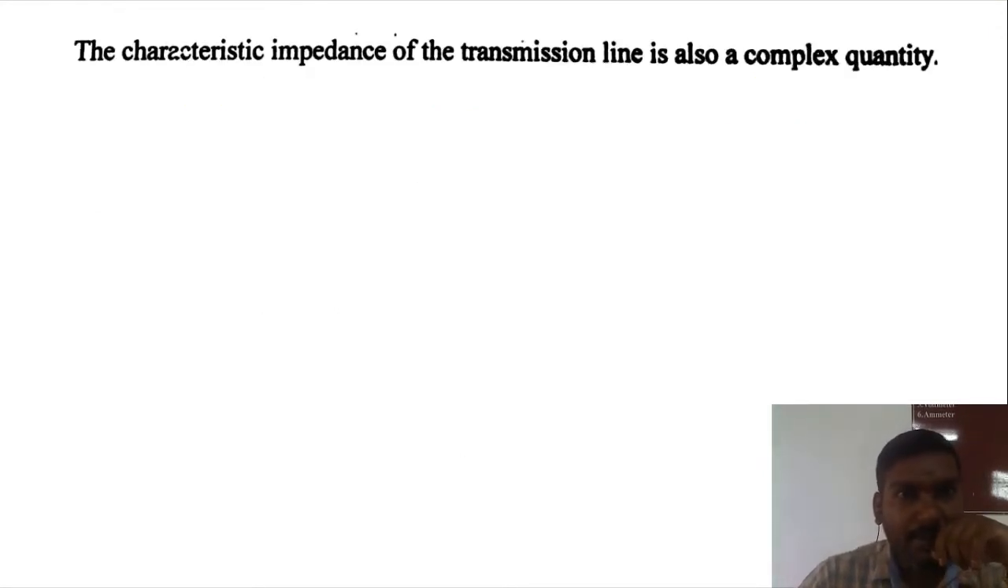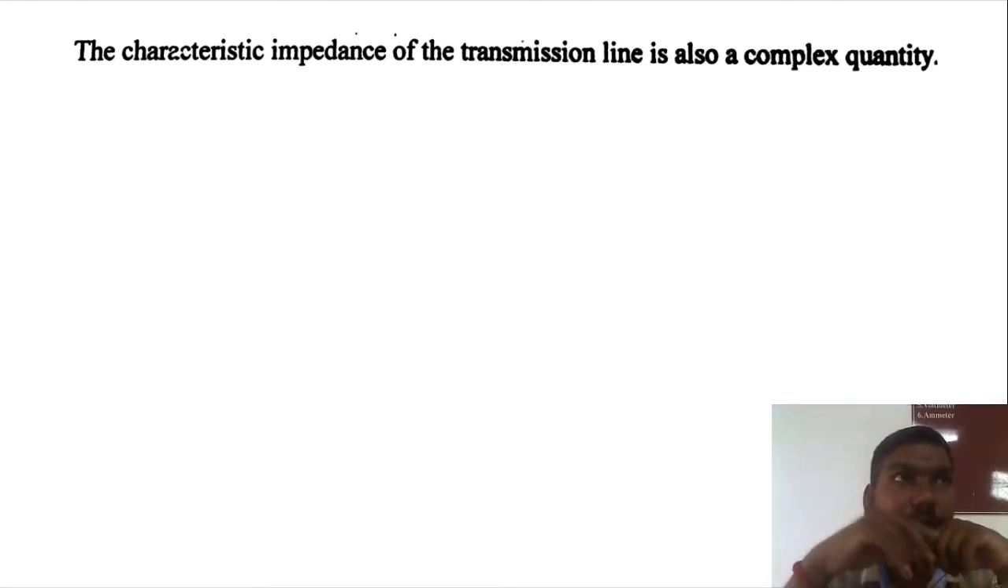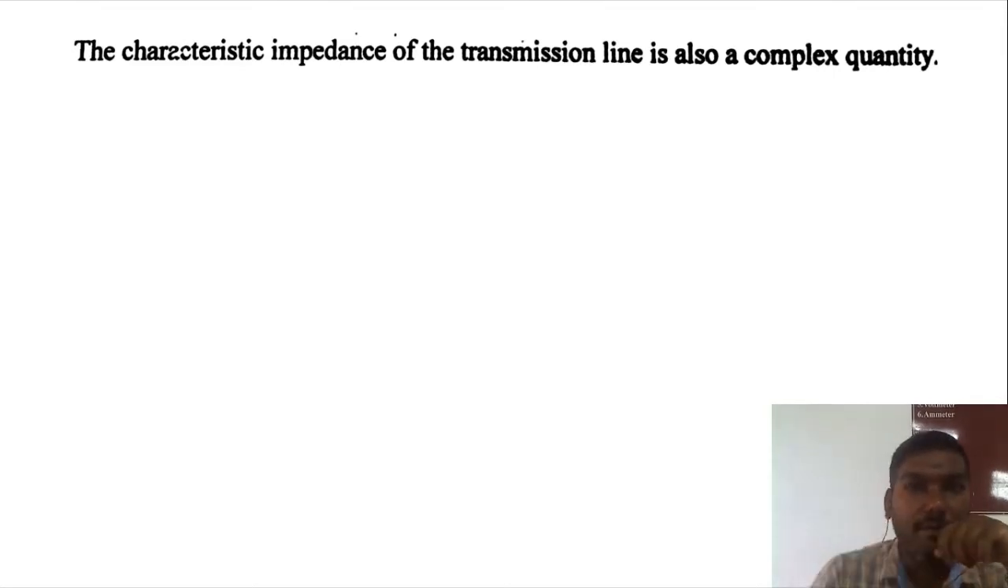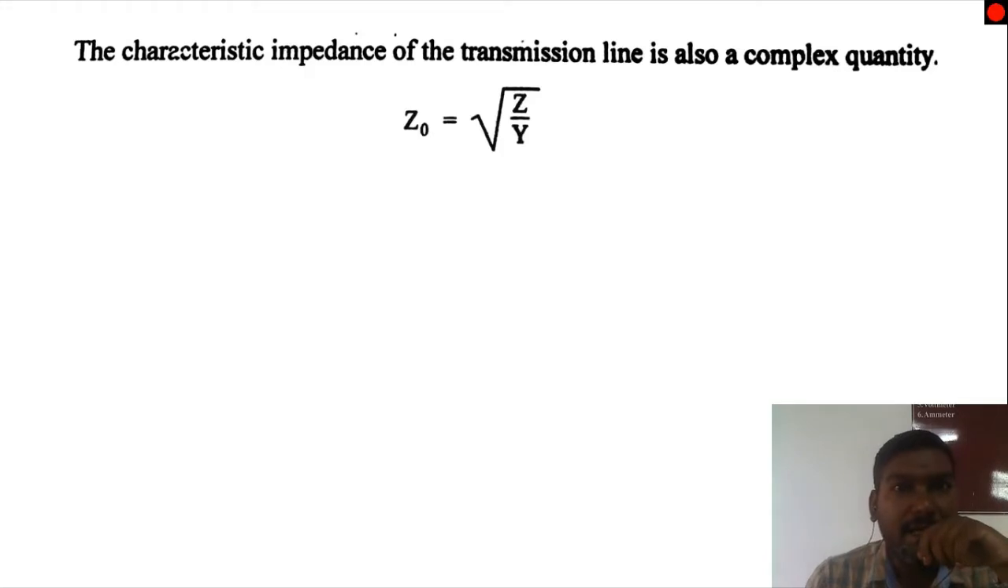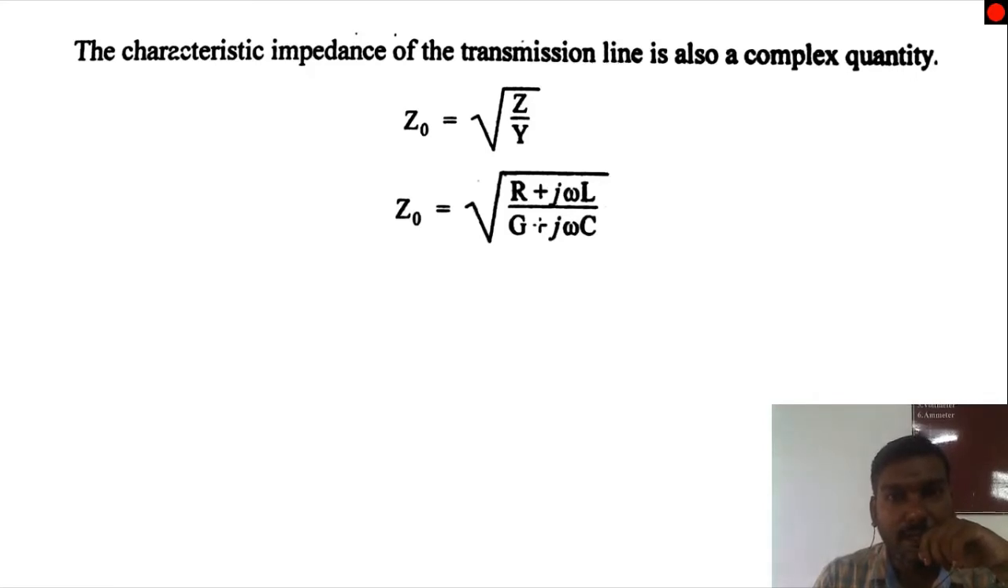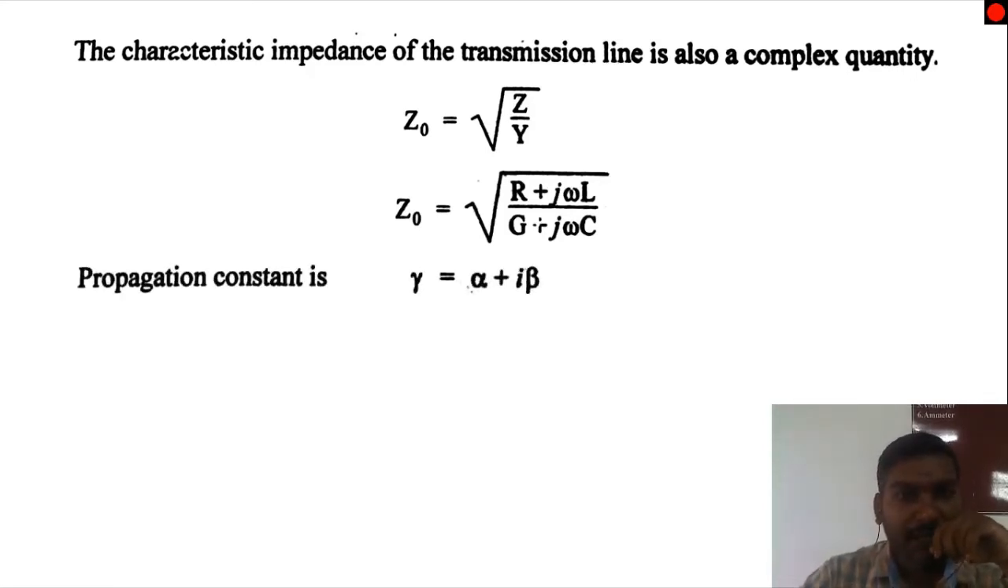And the characteristic impedance of the transmission line is also a complex quantity. Just like gamma is equal to alpha plus j beta, Z0 is also a complex quantity, and the value of Z0 is given as root of Z divided by Y. I can substitute the values of Z and Y: Z0 is equal to root of (R plus j omega L) divided by (G plus j omega C). And the propagation constant gamma is equal to alpha plus j beta.